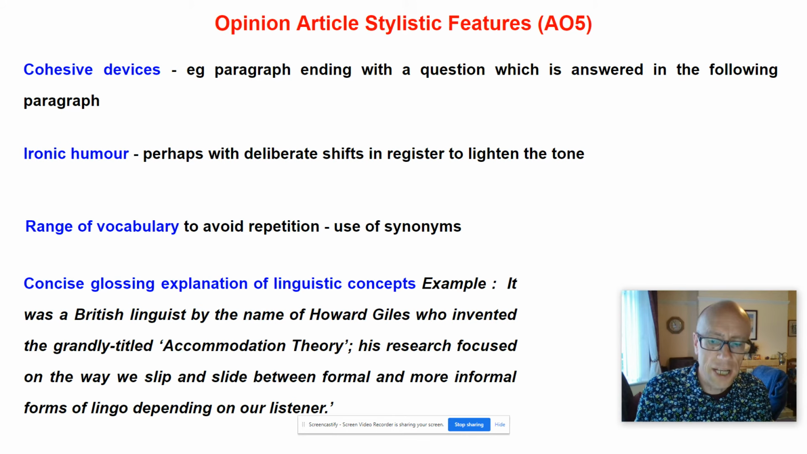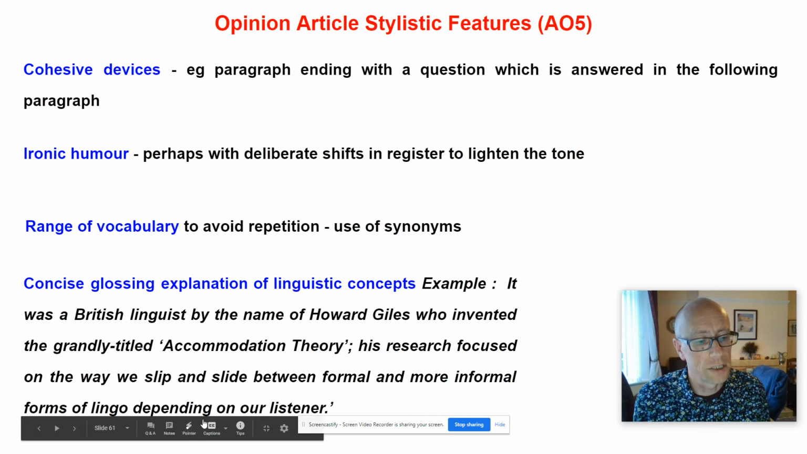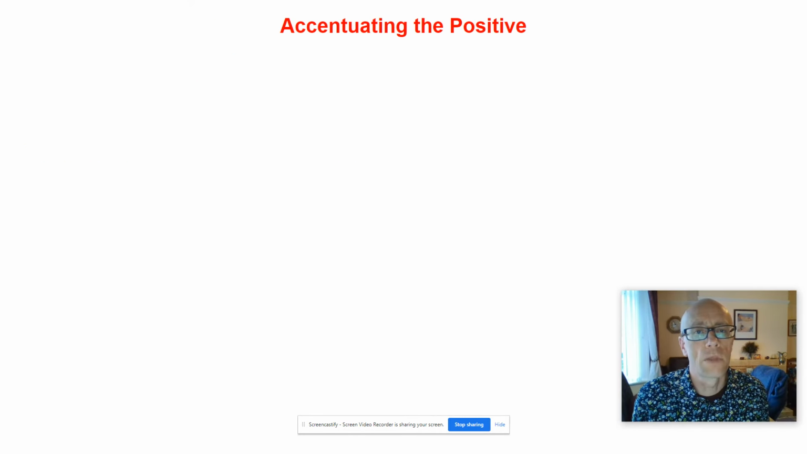It's not dumbing down exactly, but you've got a kind of lower level of register than something that you would have if you were writing an essay. And notice the variety in forms there. Instead of saying the word language, this writer has put the word lingo in order to give variety. So these are the AO5 stylistic features that you need to be including.